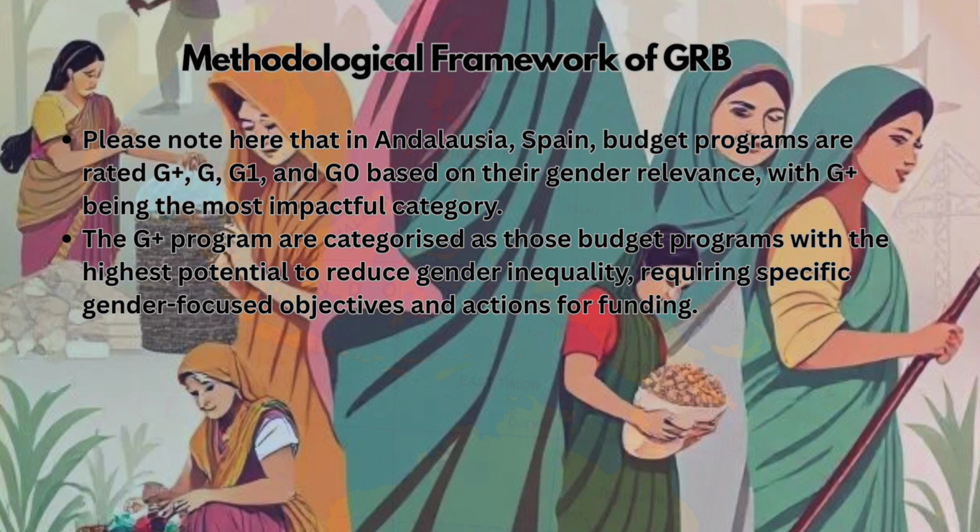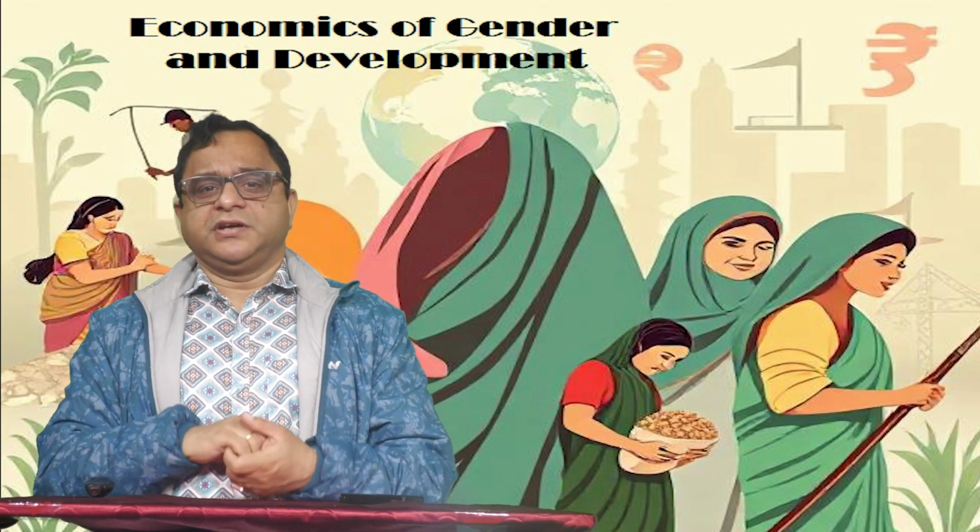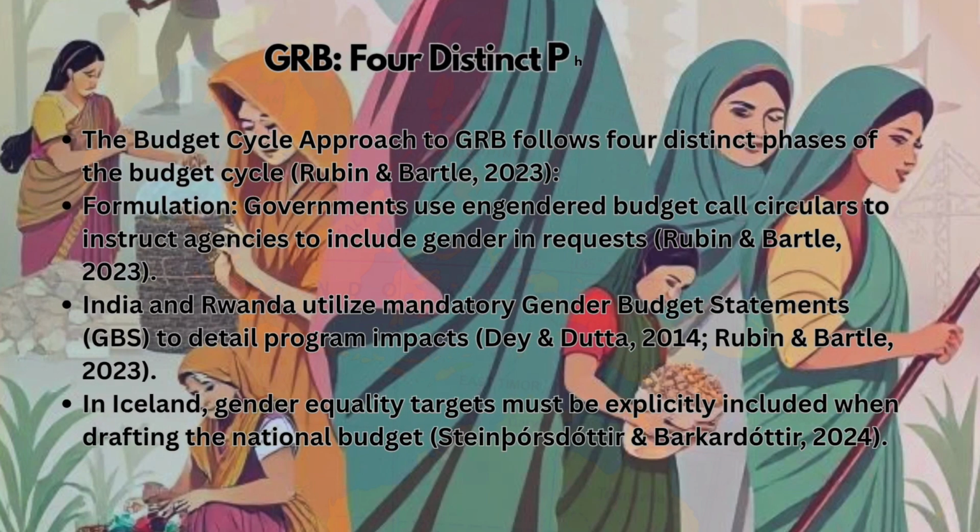The G+ programs are categorized as those budget programs with the highest potential to reduce gender inequality, requiring specific gender-focused objectives and actions for funding. So let us now discuss the four distinct phases of GRB. The budget cycle approach to GRB follows four distinct phases of the budget cycle.